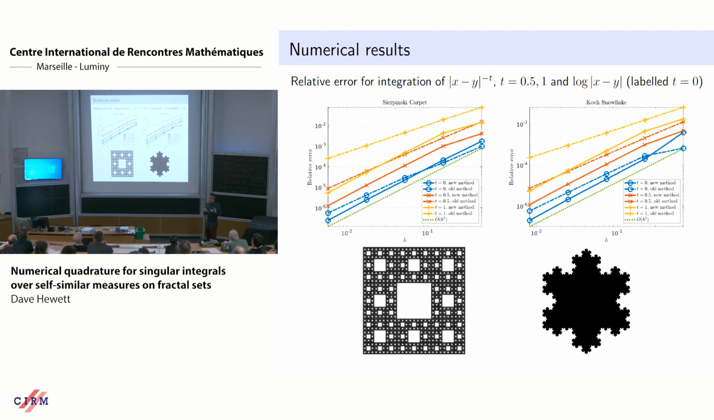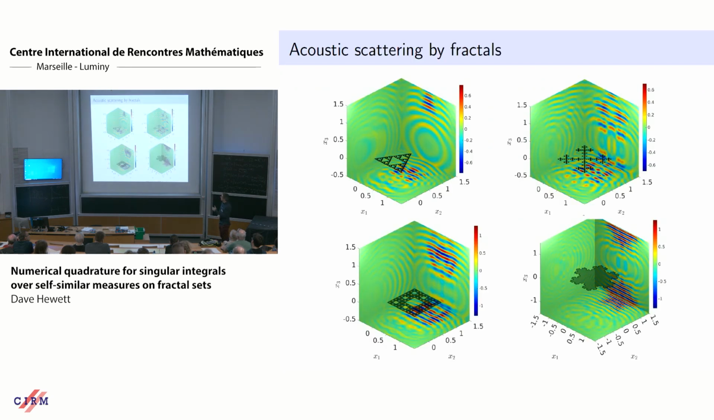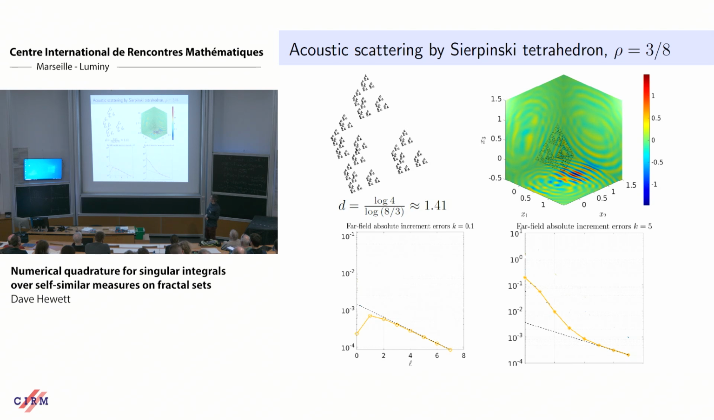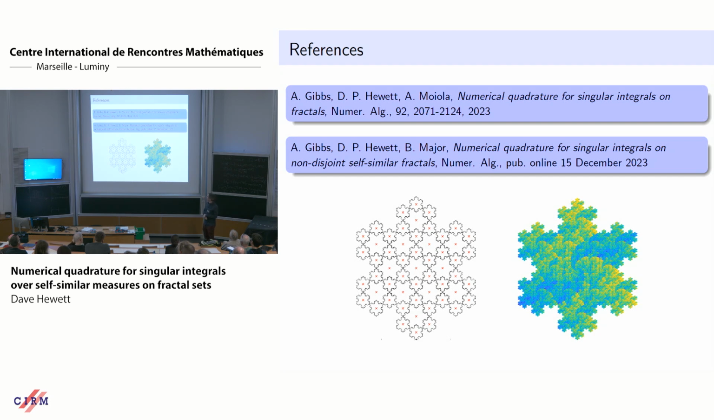Okay, so partly we've addressed the issue that Simon was saying about the non-disjoint examples. This doesn't deal with the approximation theory, but it does deal with the quadrature side of things. And here are some plots of the scattered field for Simon's integral equation in the case of scattering by some fractal screens. And this is the tetrahedron in 3D. And yeah, I think I'll finish there with some references.